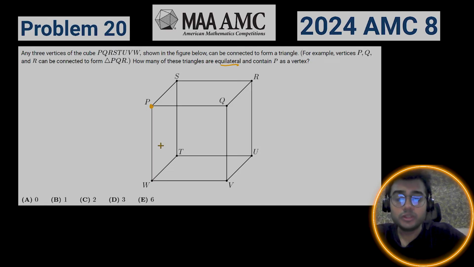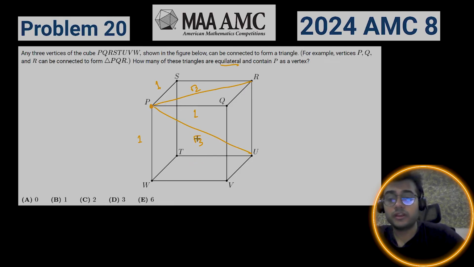So what we can do is assume the cube to be one by one by one. Again, this doesn't really change the problem, but it will make it easy for us to think about it. So what are the possible lengths that we can have? Well, if we just go along the edge, the length is going to be 1, right? If we go diagonally in the same plane, the length is going to be square root of 2. And if we go diagonally up to the opposite corner, the length is going to be square root of 3. So first of all, let's see if it can be an equilateral triangle with side length 1.